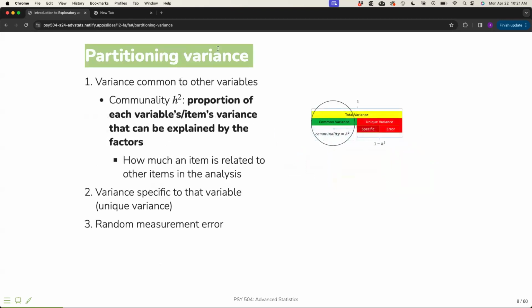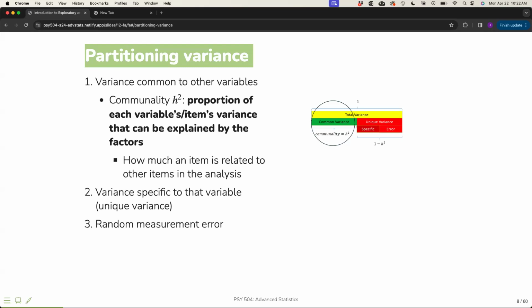So in factor analysis, variance is king. When we take items or variables and enter them into a factor analysis, there are multiple sources of variance that are taken into account. An item has common variance. This is sometimes called communality, or you might see h squared. This is the proportion of each variable's or item's variance that can be explained by the other factors. Or stated a different way, it is how much an item is related to all the other items in the analysis. An item also has unique variance that's specific to that variable or item. And then there's random measurement error, so unexplained variance associated with that particular item.